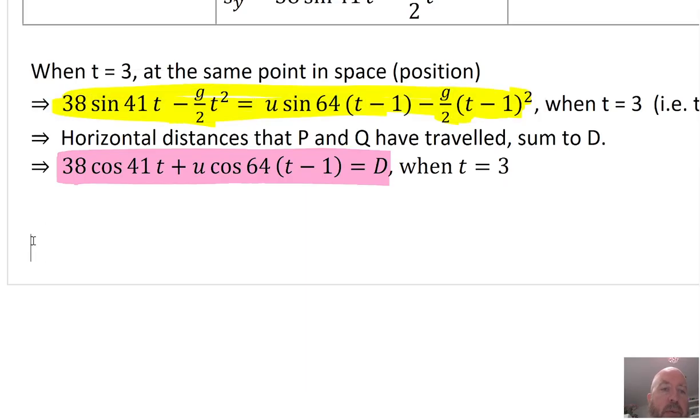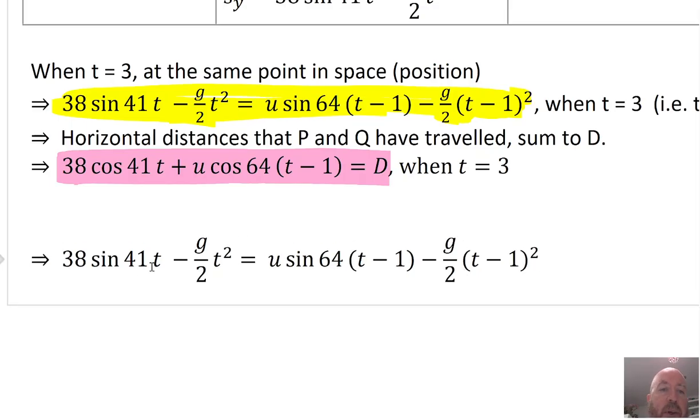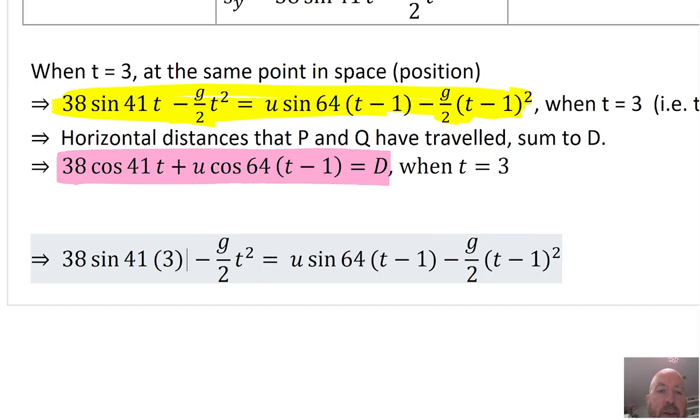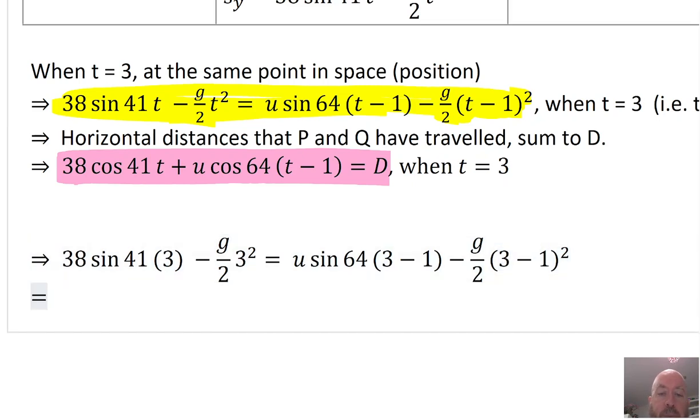So what we're going to write down is this, except we're going to replace the t with 3, because the whole point is that we're told they collide when t equals 3. So that would be then, get a trusty calculator, 38 times 3. So that's 114.